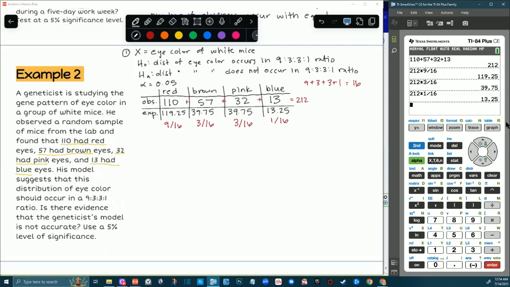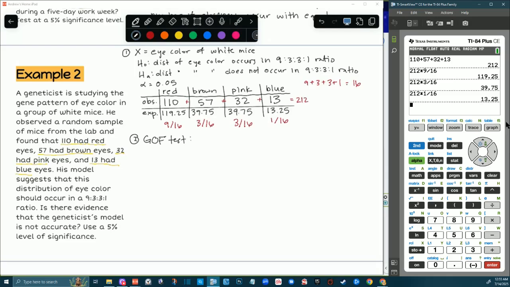And much like our last example, those observed and expected values look similar but not exact. This one's really close. These are kind of close, but not precise. So the question is, is this difference due to natural sampling variation for our sample of white mice, or does it represent a statistically significant difference from the expected distribution? So we're comparing two distributions, expected versus observed. That's a GOF test.